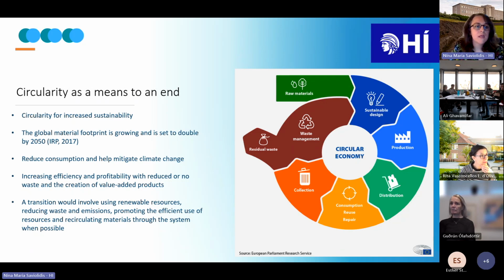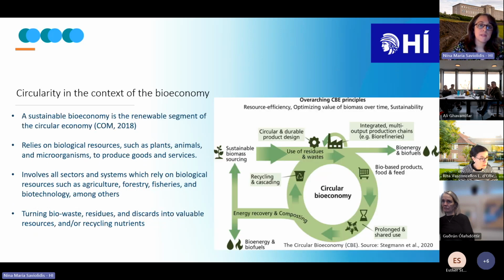But of course, if you're thinking about a transition towards a more circular economy, then you need to be using more renewable resources, you need to be reducing waste and emissions, and you need to promote the efficient use of resources and recirculating those materials through the system whenever possible. And we'll talk about those cases where it's not possible later.